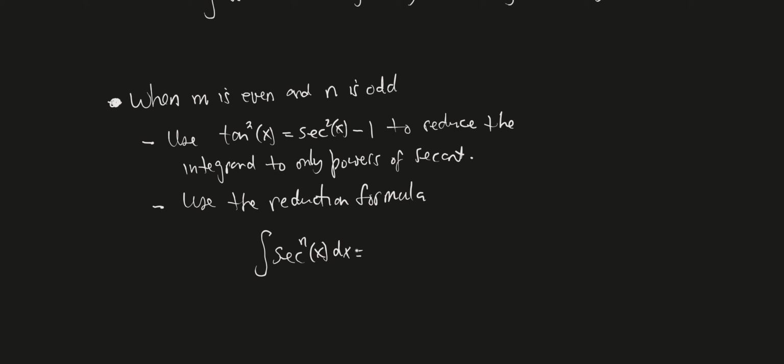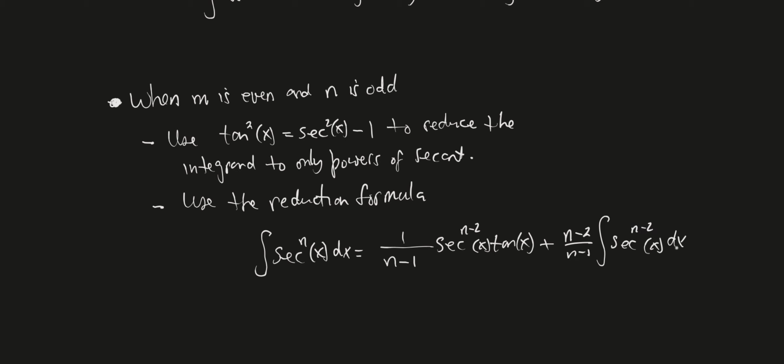When you apply the reduction formula, you're going to end up getting 1 over n minus 1 times secant to the n minus 2 power times tangent of x, and then plus n minus 2 over n minus 1 times the integral of secant to the n minus 2 power with respect to x, right? So we will use this formula because all we're going to have are powers of secant. So use the reduction formula, this one, to reduce the integrand, right? And if you have to do it repeatedly, you have to do it repeatedly.